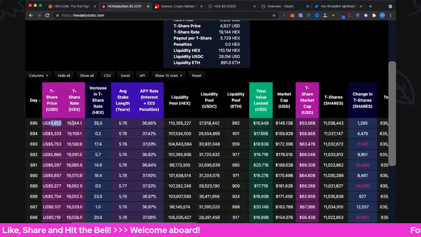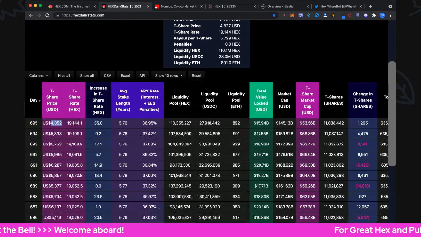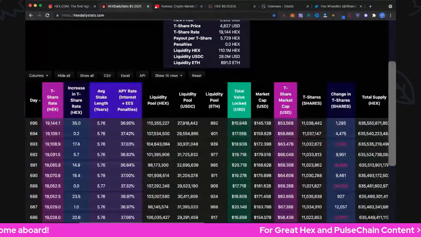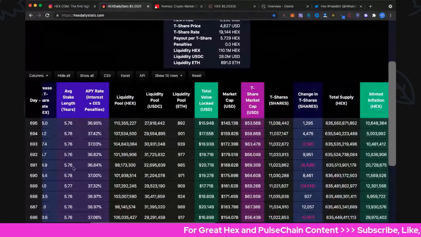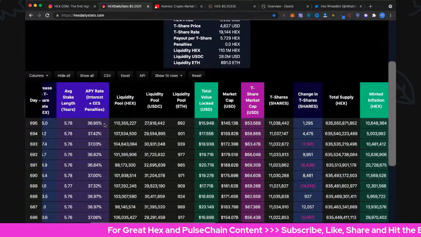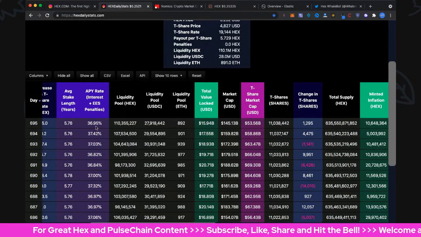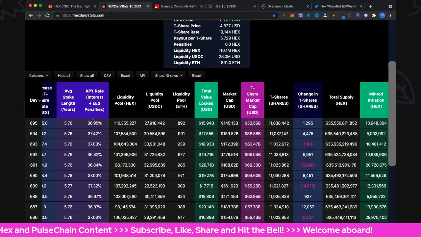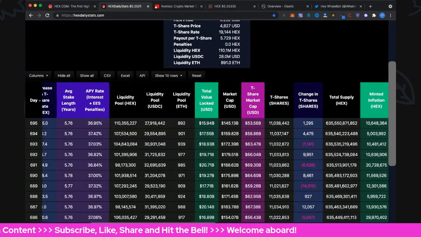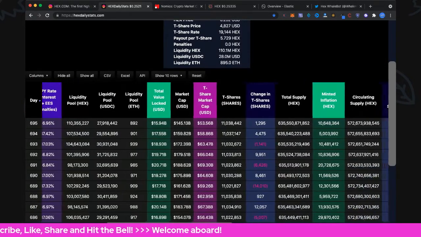So a big increase today. Nice. I like that. I'm heading towards 20,000. That's what I want. All right. Average stake length, 5.76. That's awesome. It's pretty stable. And of course, the APY rate, which is the other measure that we look at, 36.97. As I said, this is kind of the base rate for interest. Obviously, we get penalties. So I'm suggesting that penalties are probably lower today.